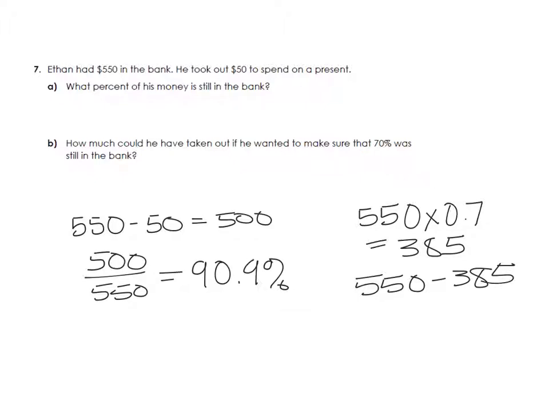You can see how this is the opposite of what we did. Instead of dividing, we multiplied. And then now we're doing the subtraction. So 550 minus 385, and we get $165. So he could have taken out $165, and he still would have 70% in the bank.